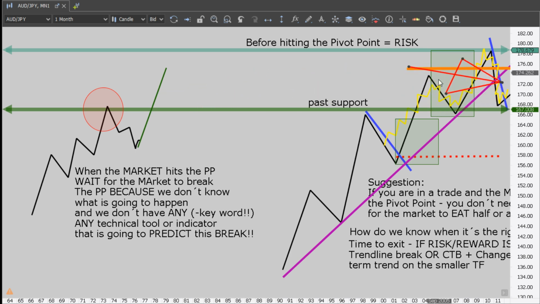I don't want to hear, oh, but I know, or oh, but I knew. We don't know this. You can enter this trade, yes sir, no problem, but you are taking a risk of not knowing what is going to happen. And of course the market can do anything it wants when it wants, right?